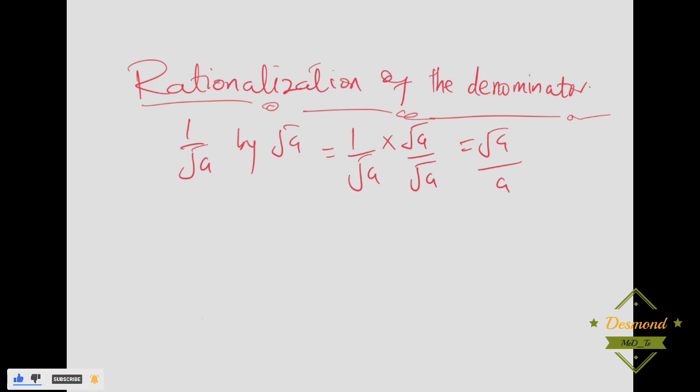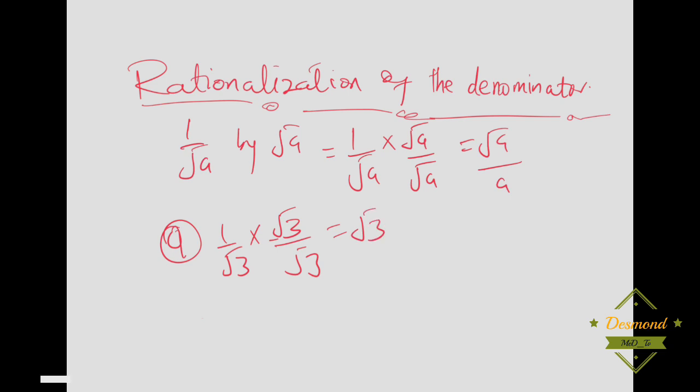Now let's take a real example. Let's say we have 1 on root 3. How do we do that? We do this by just multiplying by root 3 on root 3. And when we do that, we should get root 3 on 3. Very simple.